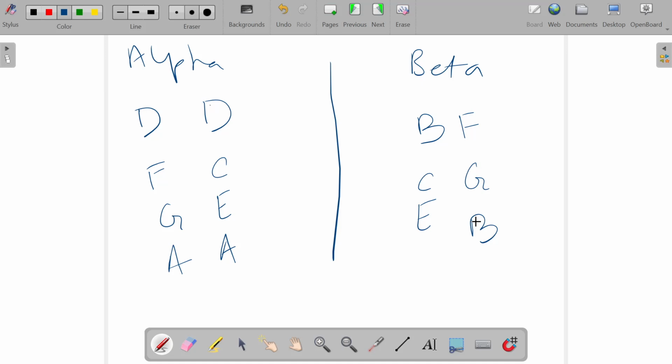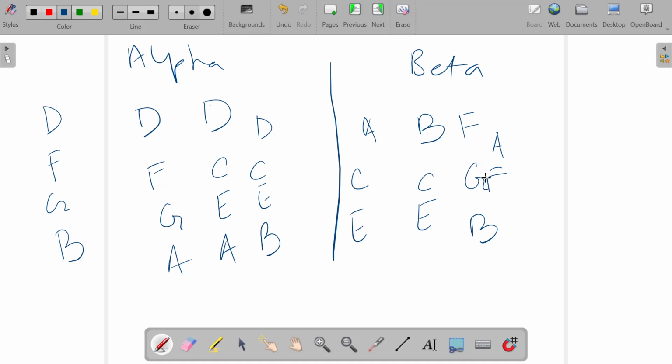Can we have some other arrangement? Yes, definitely. Now you see, we put D, F, G, A. So instead we can do D, F, G and B in alpha. And in beta we can have A, C, E. So this is another valid arrangement. Can we have something else? Let's see. Can we do D, C, E and here B and here A, F, G. So you see 4 valid arrangements are possible in this example set. So this is just for your understanding.